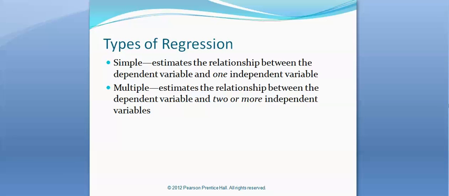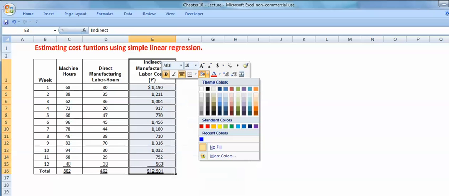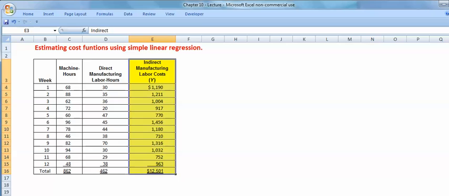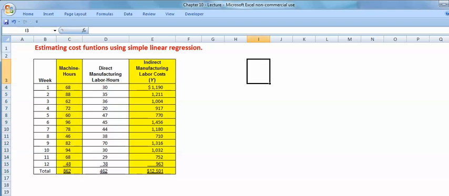We're going to begin by looking at our simple linear regression model. We've got a set of data, and we're going to try to estimate our indirect manufacturing labor cost, our y variable, by looking at machine hours as our independent variable. So we're going to begin by focusing on these two data sets. First thing we're going to want to do is prepare a scatter plot.